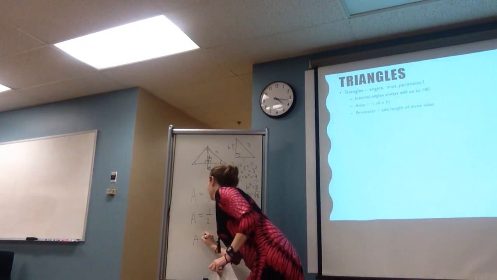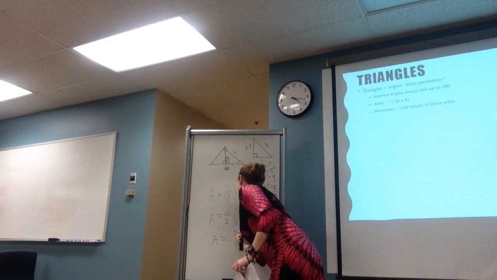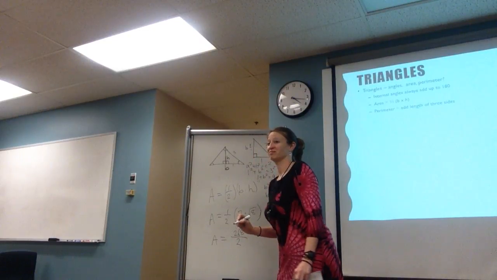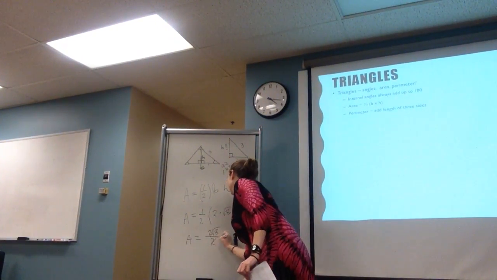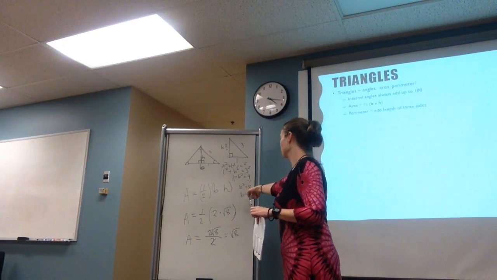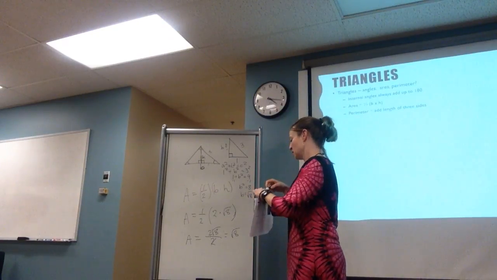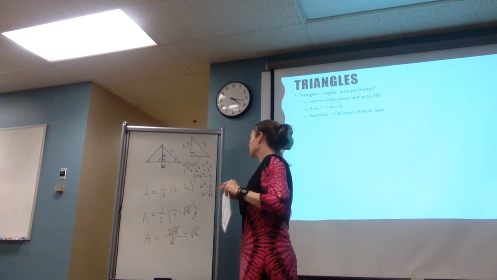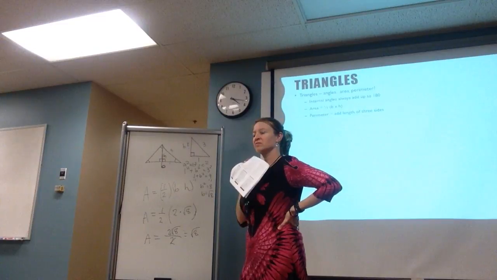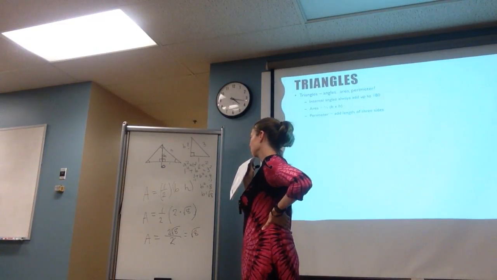Area equals 2 times the square root of 8 over 2, which equals what? Square root of 8. Do you need the plus or minus here? No, because you can't have a negative area. It would do that, but it doesn't matter because you can't be negative. B squared equals the square root of 8. Yeah, square root of 8.